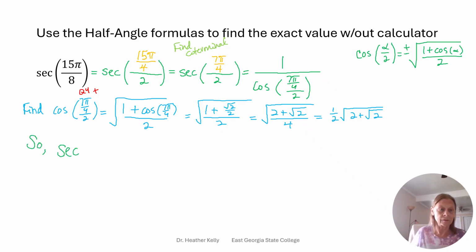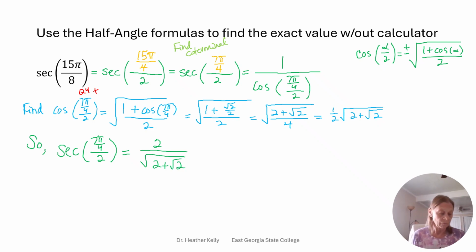So the secant of 7 pi over 4 divided by 2 is equal to, and I'm going to take this and find its reciprocal, so that's going to be 2 over the square root of 2 plus the square root of 2. All right. Now, we have to rationalize that because we can't have all those square roots in the denominator, of course. And as you're looking at it, you might be like, holy cow. Yes, you're right. We're going to have to do the rationalization twice to get rid of all the square roots on the bottom. So let's go ahead and look at that.